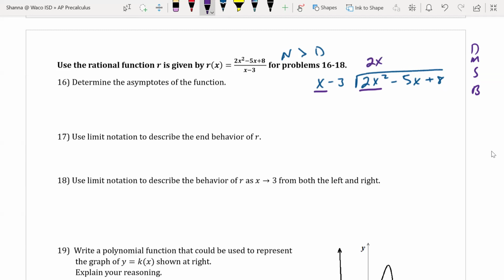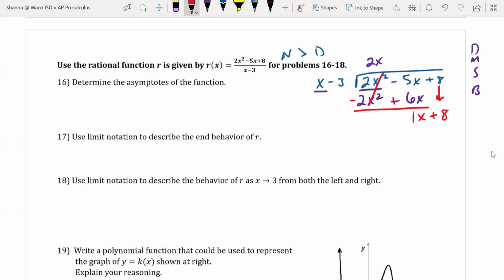Okay, after we divide, we then multiply. So 2x times x gives me 2x squared. 2x times negative 3 gives me negative 6x. We subtract. When we're subtracting our polynomials, that means you're changing their signs and combining. Okay, so what happens here? Good. And then we get what? And then we bring down.